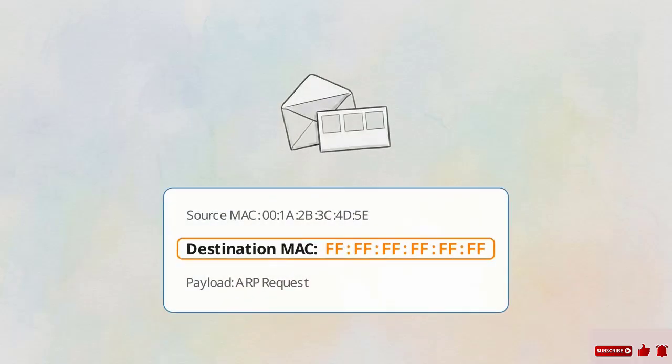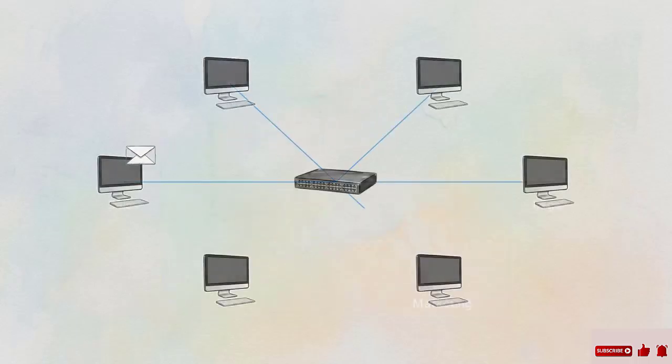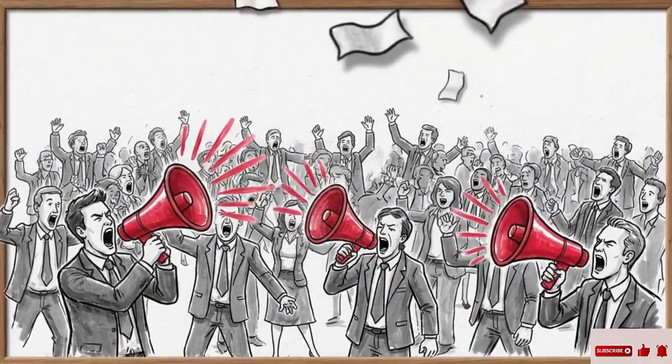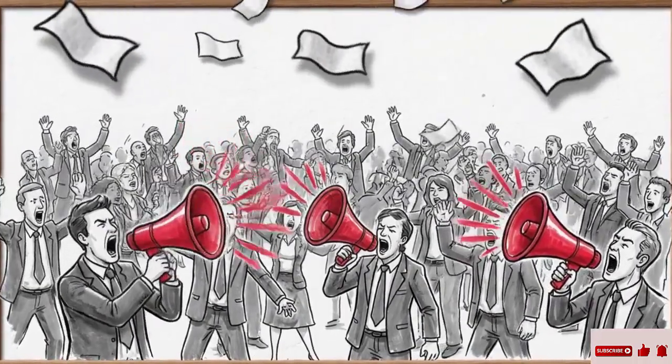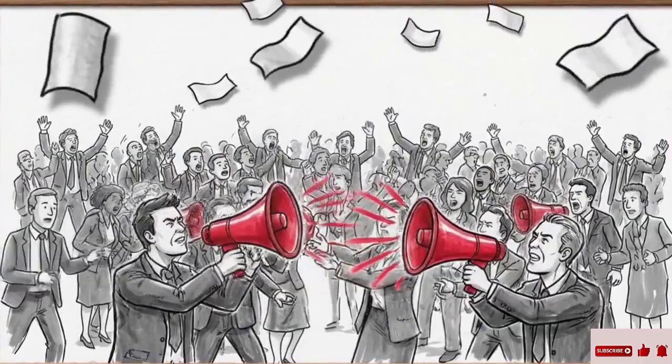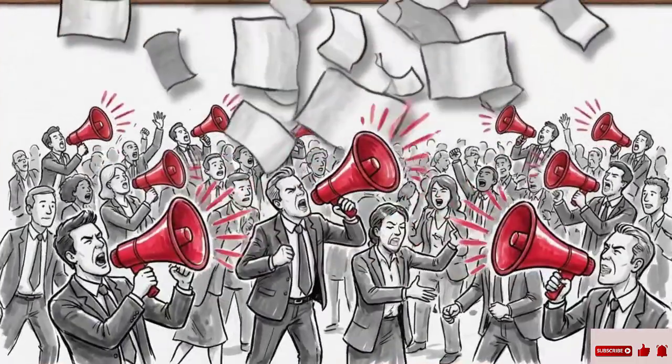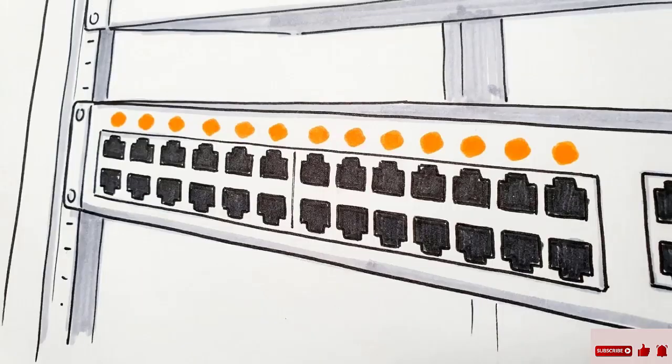Look closely at the destination MAC address. It is filled entirely with Fs. That string is the universal broadcast address. It tells the switches to duplicate this packet and send a copy down every cable in the building. Since every ARP request acts like a megaphone, a network with 150 devices generates a massive amount of background noise. The switches spend so much time processing these duplicates that actual data gets delayed.